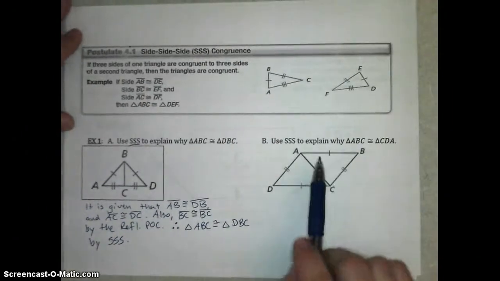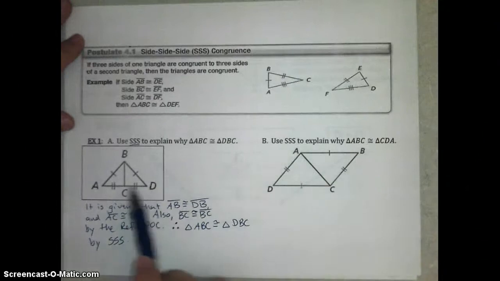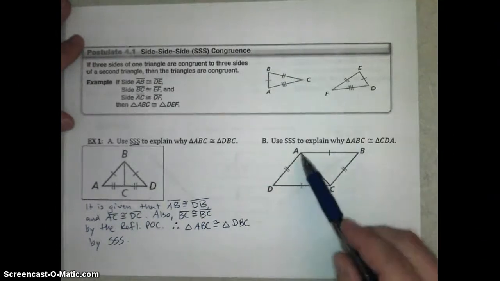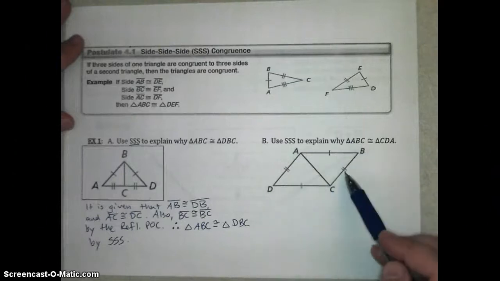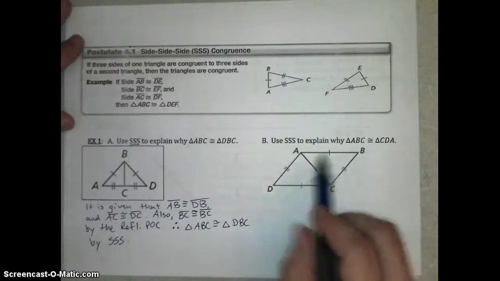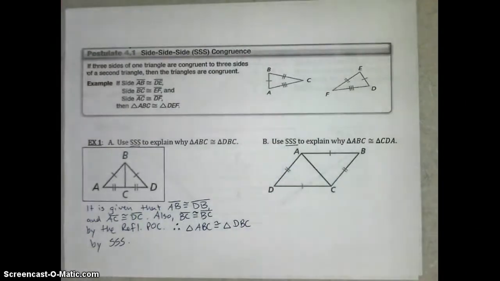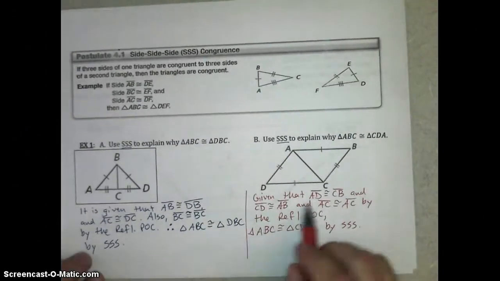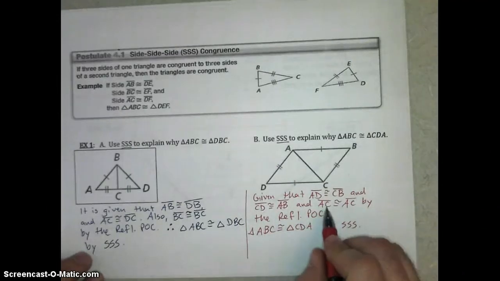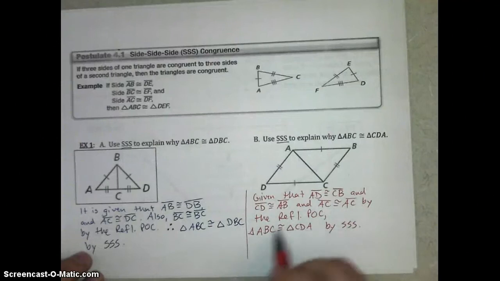Alright, let's see if you guys can try and piece together an explanation for part B. Again, using some of that same kind of information, you'll notice AB is given as congruent to DC, AD is congruent to CB. So see if you can write an explanation kind of like this as to why the triangles have to be congruent by side-side-side. Alright, if you need more time, pause the video, but otherwise this is what we should get. We're given that AD is congruent to CB and CD is congruent to AB, and we know AC is congruent to AC by the reflexive property, so triangle ABC is congruent to triangle CDA by side-side-side.